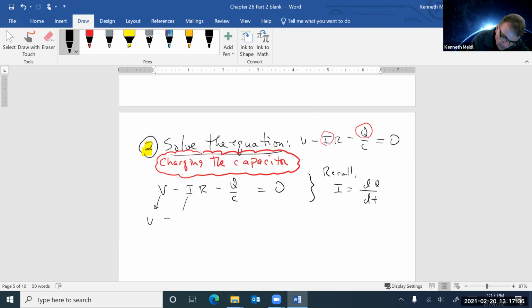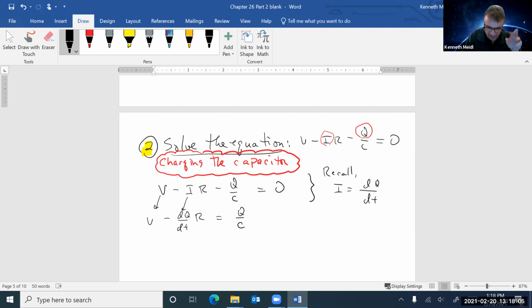So minus, and this right here is dq dt. R is a constant. And yeah, I think maybe I'll just get this Q over C and put it on the other side of the equal sign here. Okay. Now, this doesn't look great to me, but maybe it's not really awful.